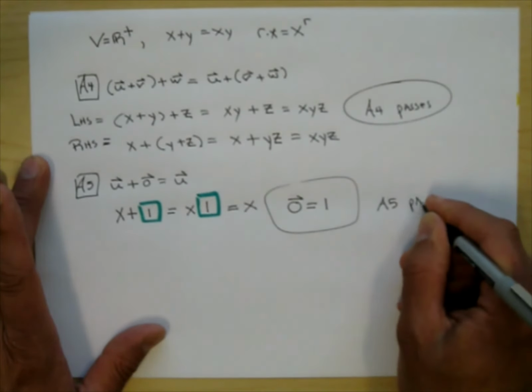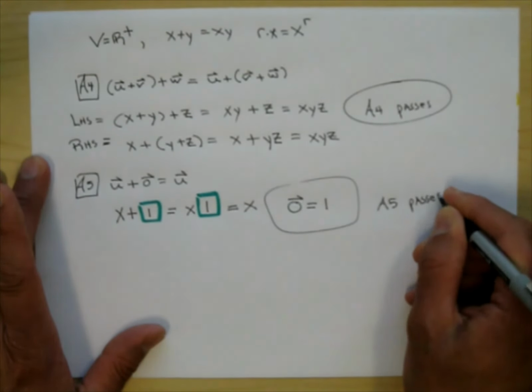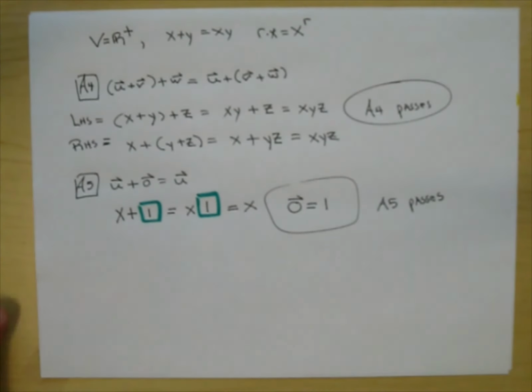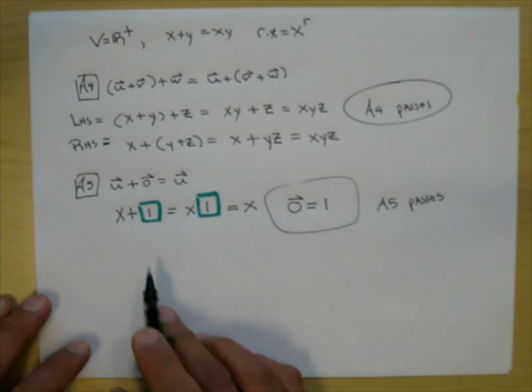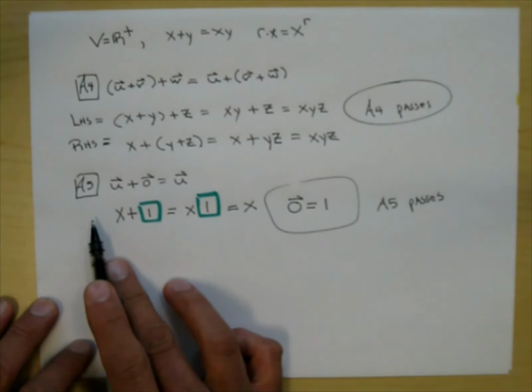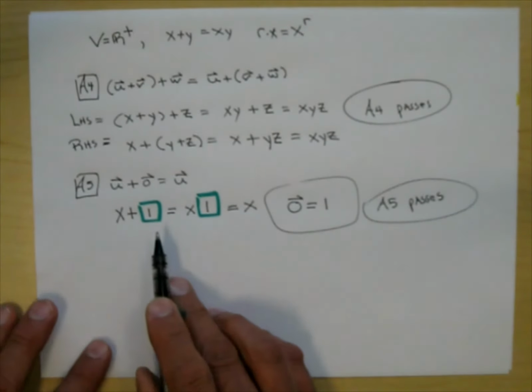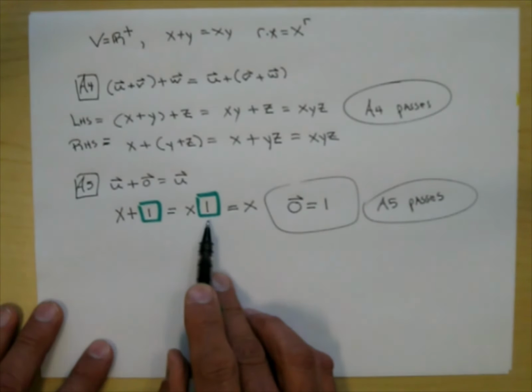A5 passes. So if you look at your 10 axioms, it says there has to be an existence of a zero vector. It doesn't mean that it's always going to be the number 0. Now in this class, after this section, it most likely will be what you think it will be, but look at this. The zero vector in this thing, well, we don't know if it's a vector space yet, is the number 1.